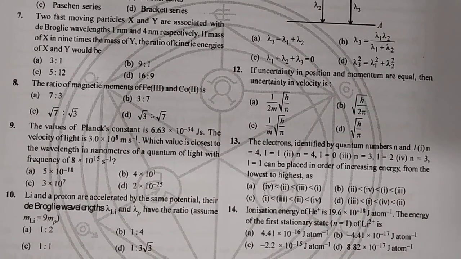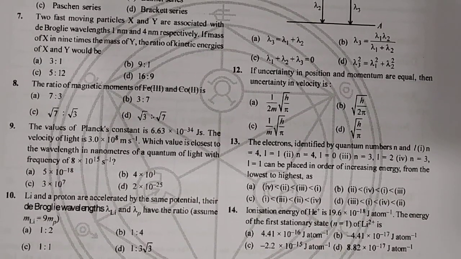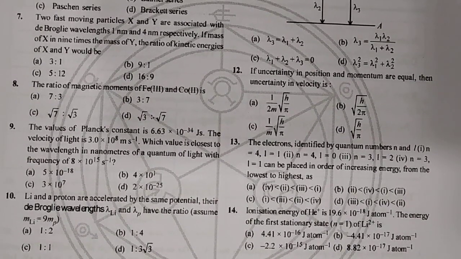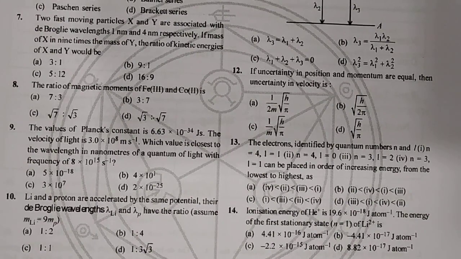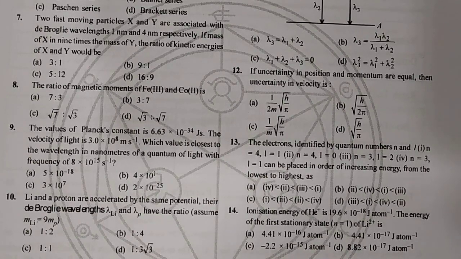14. The ionization energy of He plus is 19.6 into 10 to the power minus 18 joule per atom. The energy of first stationary state, that is n is equal to 1 of Li plus 2. Same to same available in your textbook. So your answer is B, Bombay.